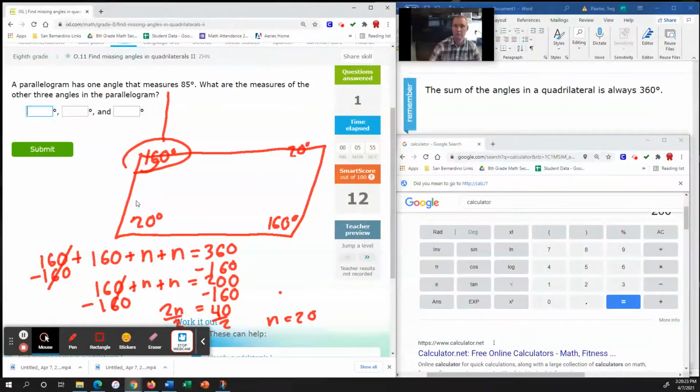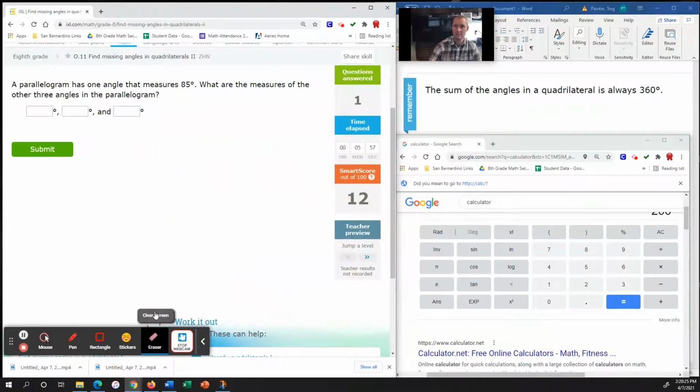Woo, terrific. 12 points. I'll take it. A little bit of work. All right, back on a parallelogram, same concept. It is a rectangle that is slanted.